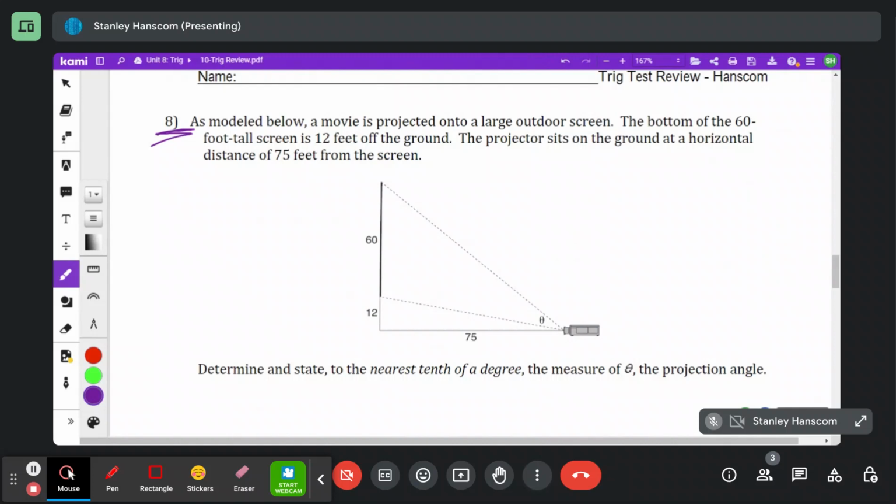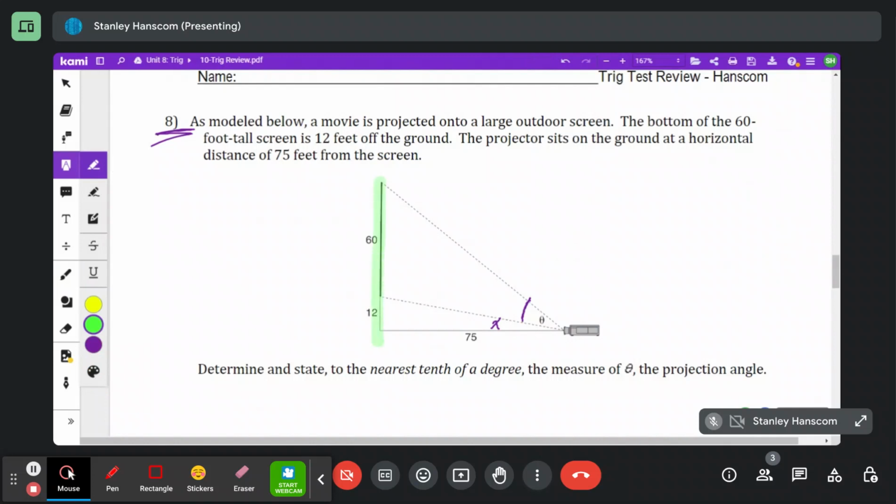We want to know the measure of the projection angle, because the projector is not perfectly projecting along the ground. It is creating this angle here. So if we want to do that, it might be helpful to also know the value of the other angle that is not part of the projection. So I'm going to mark that x. And the reason I'm going to do that is we have two right triangles here.